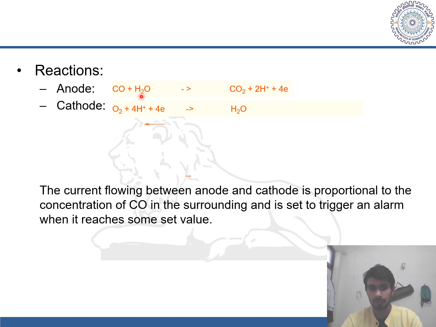This H2O is generated during the combustion of hydrocarbon, which was the cause of this CO, carbon monoxide. So as we can see, this reaction leads to the production of 2 protons and 4 electrons. They are charge carriers. So this reaction is the root cause of flow of current, and the amount of current is measured, and that's how we know the concentration of gas in air.